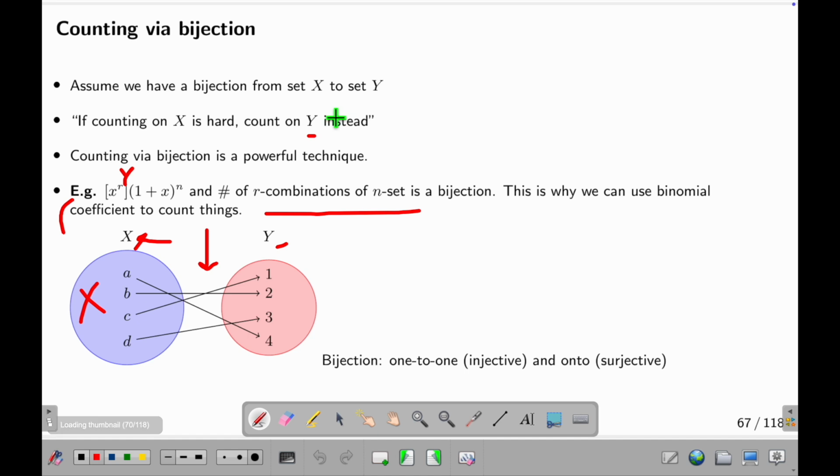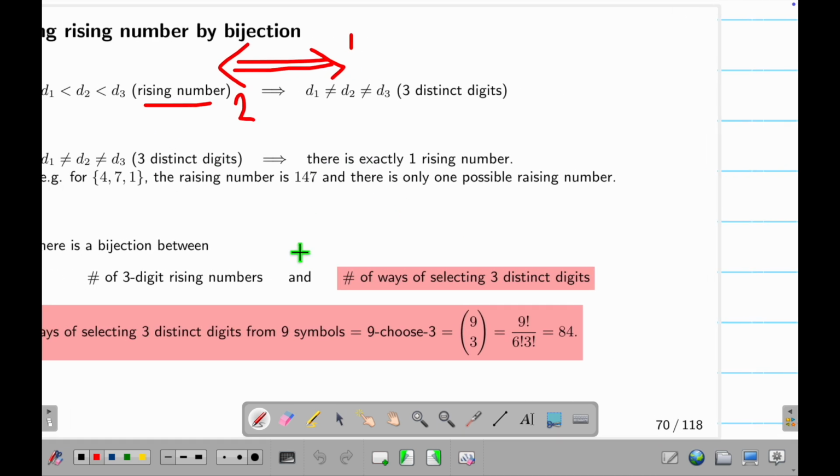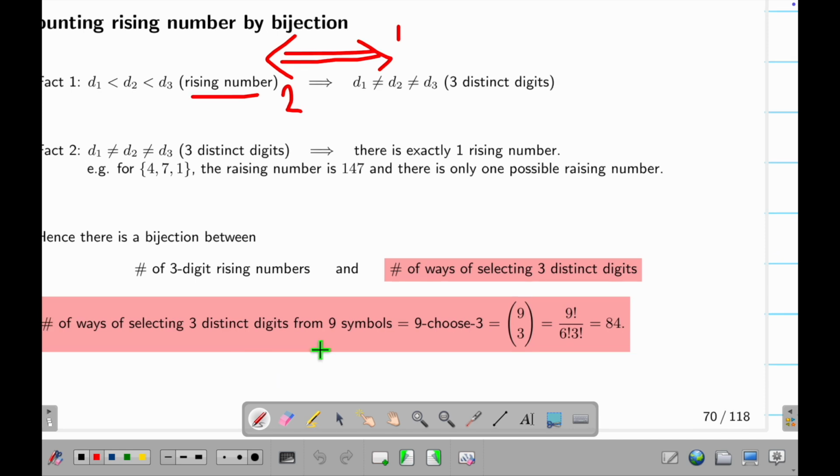Then there is a bijection. What? I said bijection means one way from x to y, same as one way from y to x. Counting x is hard. Okay, we count y. I just showed you the two arrows. So that means what? We should count what? How many D1, D2, D3 are different. So therefore, counting rising numbers is the same as counting how many ways we select 3 different digits from 9 symbols. Done.